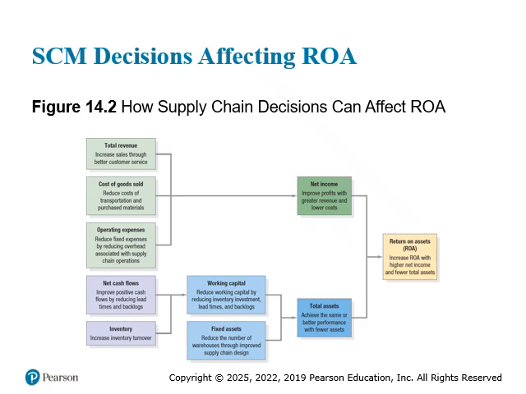And those are related. So if we can increase total revenue, increase sales by better customer service in our supply chain, we'll want to do that. If we can reduce costs, we'll want to do that. And if we can reduce the operating expenses, we'll want to do that. All of those things will have an immediate impact on the net income from our supply chain.